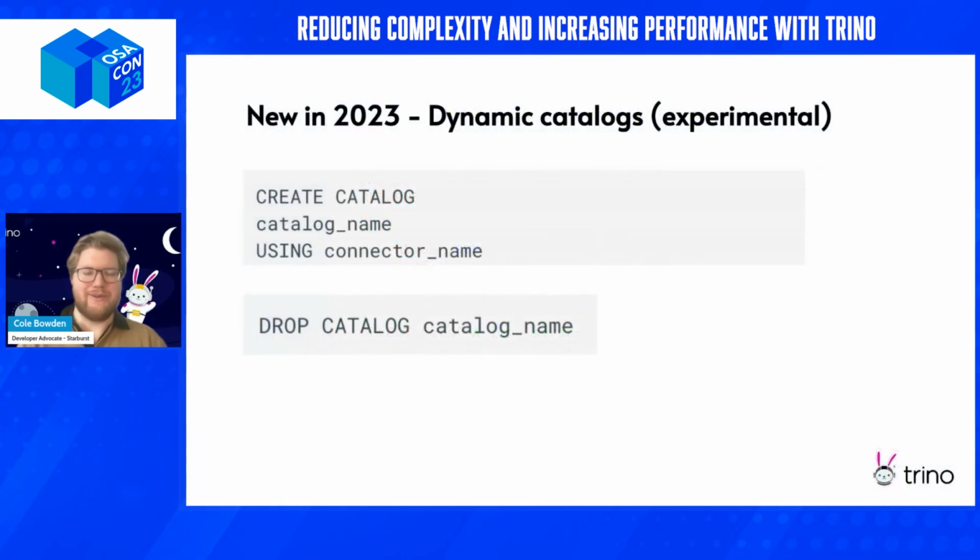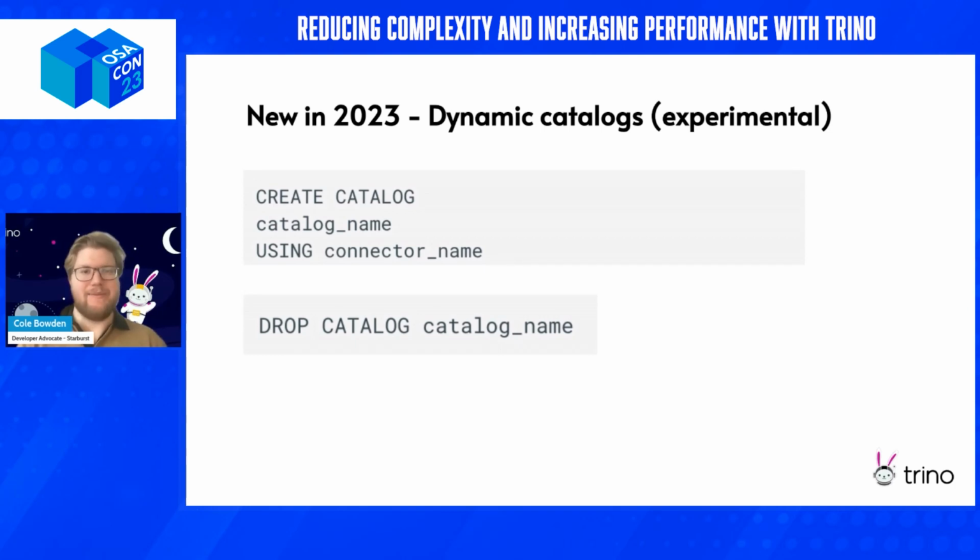Also new in 2023 is dynamic catalogs. This is an experimental feature. It has some caveats and issues with it that may warrant some caution in using it in important production use cases. I believe security is not necessarily guaranteed with these, which can be a pretty big deal if security is something you care about, and everyone cares about security. But we're working on it, and there will be more robust support for them coming very soon.